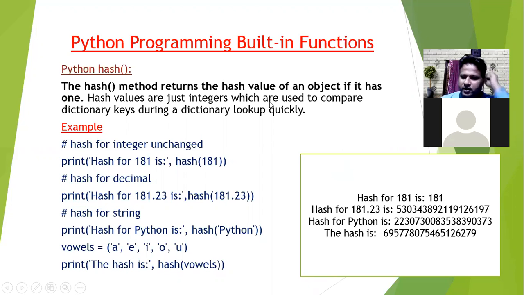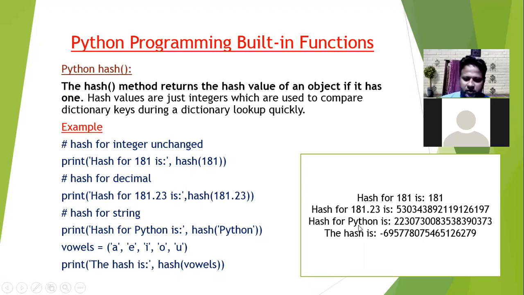So next is the hash function. The hash method returns the hash value of an object if it has one. Hash values contain the value and key. So print hash of 181, it is generating 181. If it is a numeric value, the hash key value is the numeric value itself.